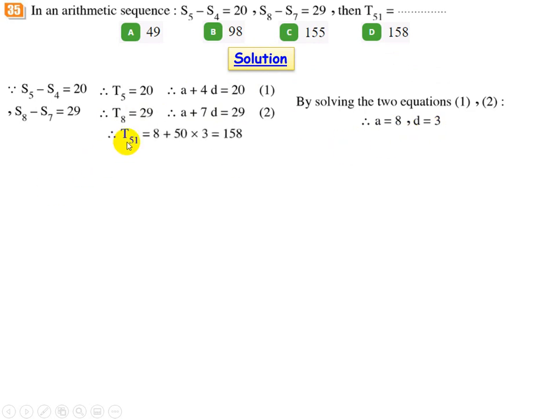So T51 equals A, 8 plus 50D, 50 times 3. So the answer is 158.